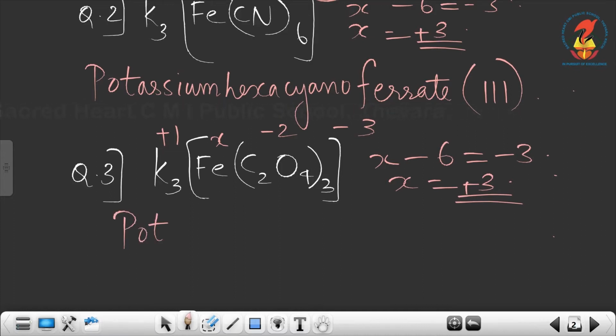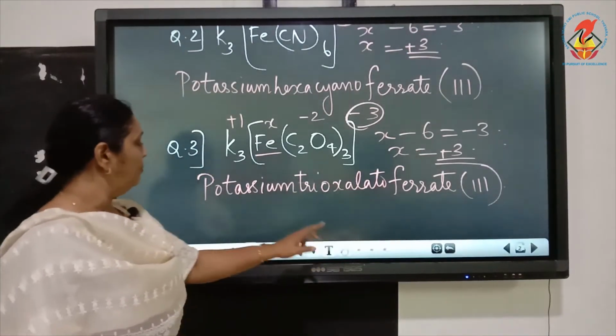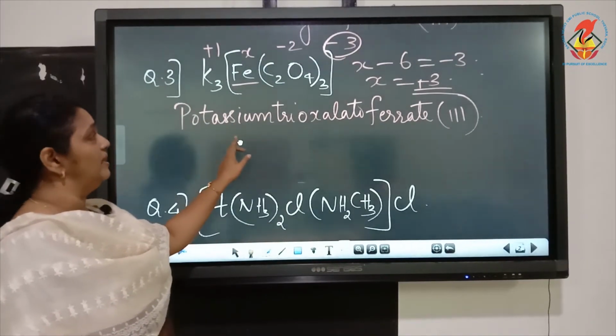Now let's write the name. The name of the complex is potassium. Now here we have 3 oxalates, so trioxalato. Oxalate is written as oxalato. Now the metal iron. Look at the charge on complex. It is negative. So you will again write it as ferrate, add the word ate. Ferrate, and the oxidation number is 3. So this is the IUPAC name of the third question.